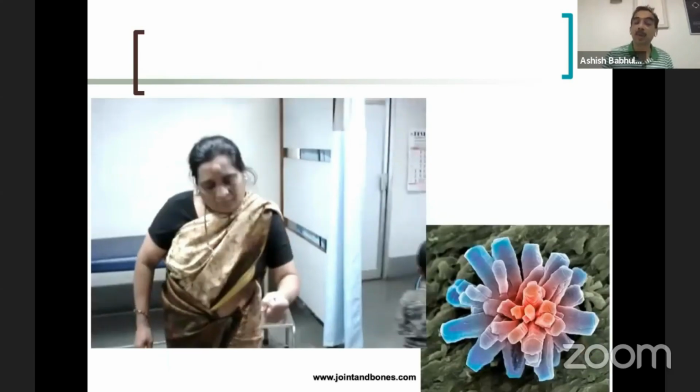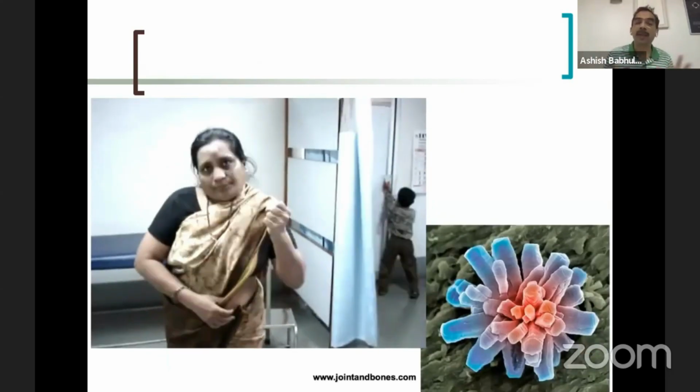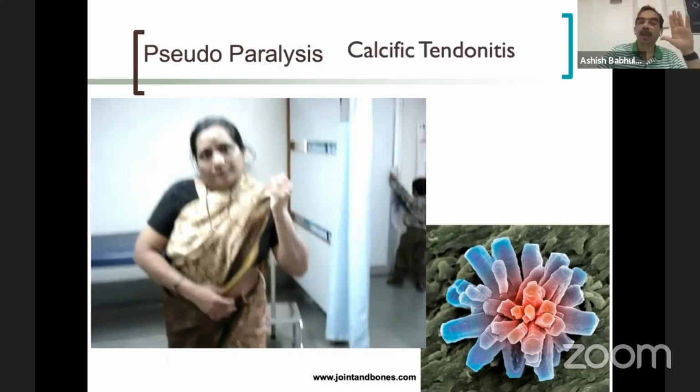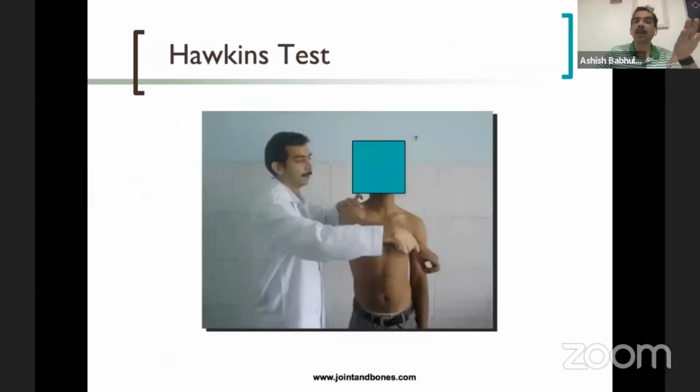Now, this is a lady who was okay till yesterday. Overnight, she got up in the morning and she's just unable to lift her arm up. So this is like a pseudo paralysis, acute onset, and this is classic. It's probably the only condition that will occur overnight in the shoulder, and this is calcific tendinopathy of the supraspinatus, and you can't miss this. Unlikely you'll get this in an examination, but this is a spot diagnosis once you see the range of movement.